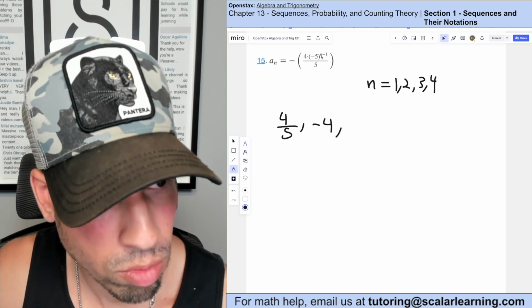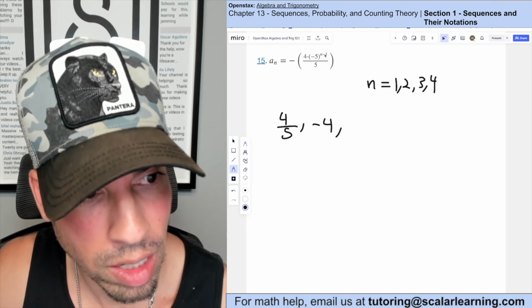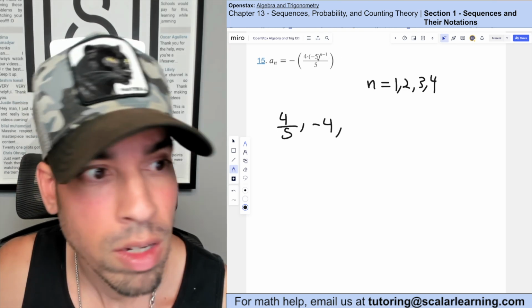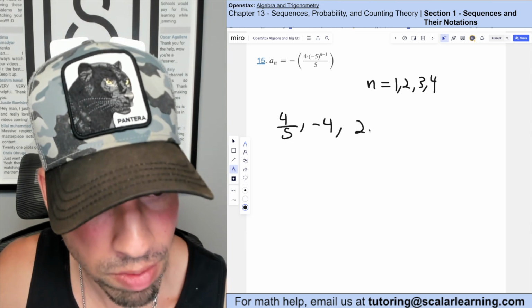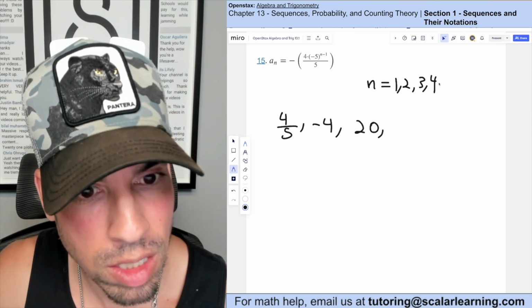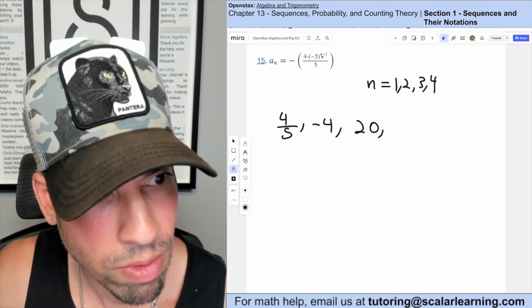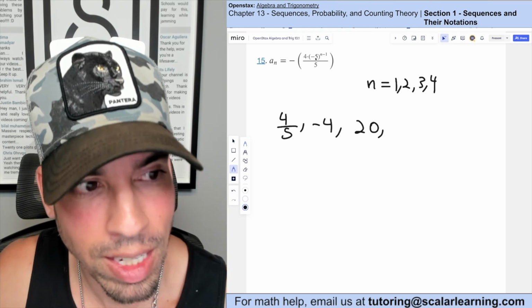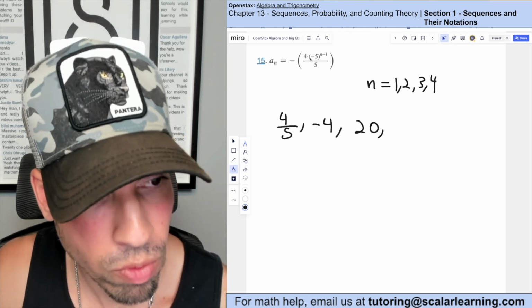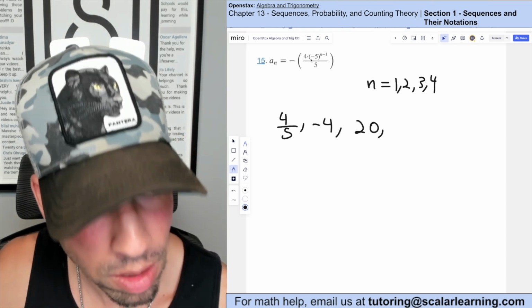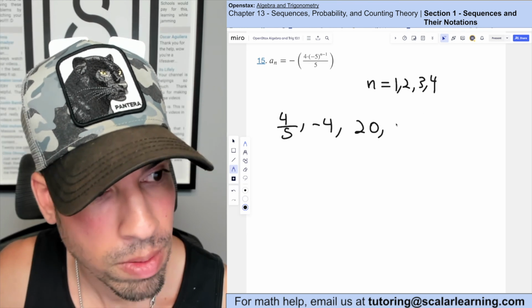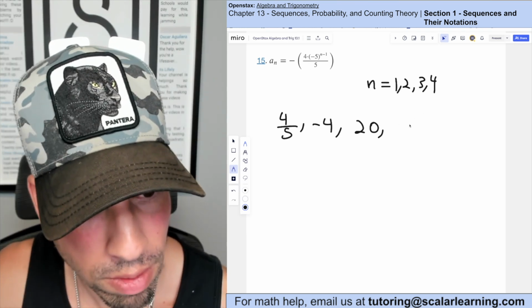Now we plug in 3. 3 minus 1 is 2. Negative 5 squared is 25. Times 4 is 100. Divided by 5 is 20. And last but not least, plug in 4. Negative 5 to the 4 minus 1, which is 3. That's negative 125. Times 4 is negative 500. Divided by 5 is negative 100.